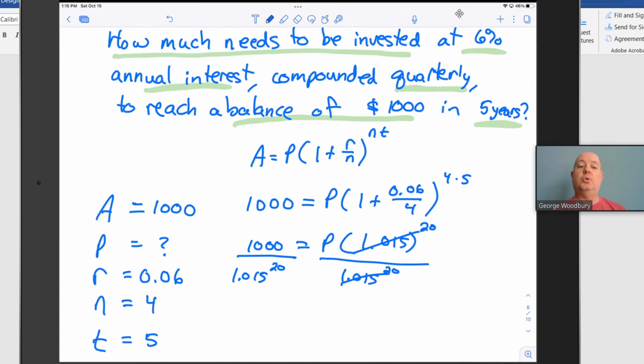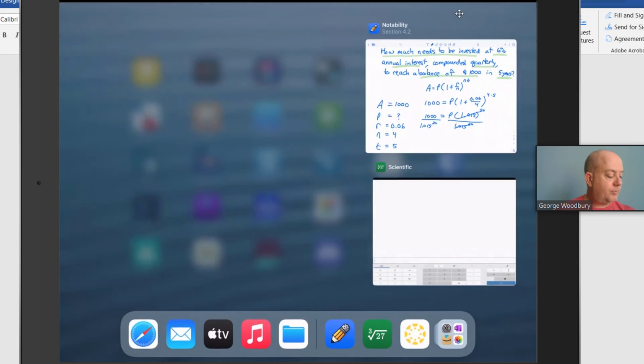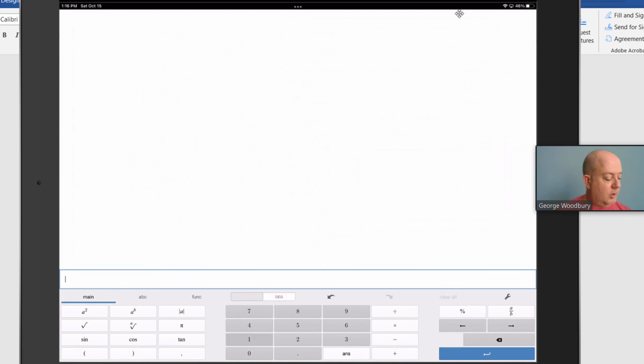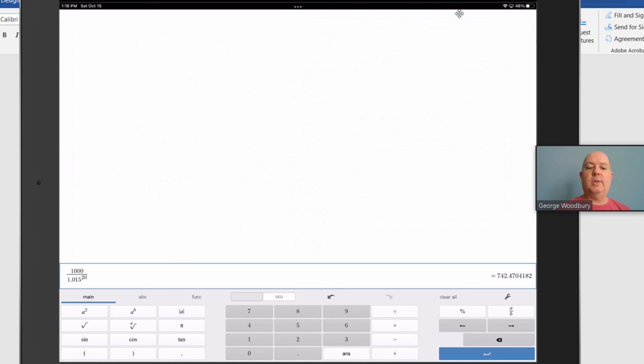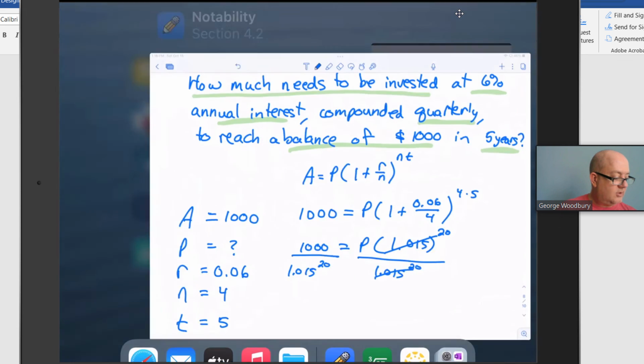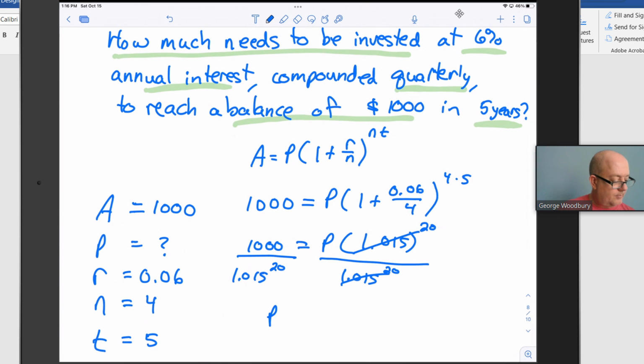Let's go to the decimals calculator. And I'm going to do 1,000 divided by 1.015, the exponent key, and 20. And rounding to 2 decimal places there, I have $742.47. And that's how we find the present value using the compound interest formula.